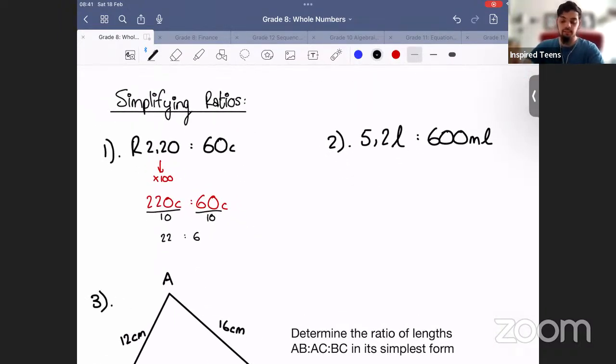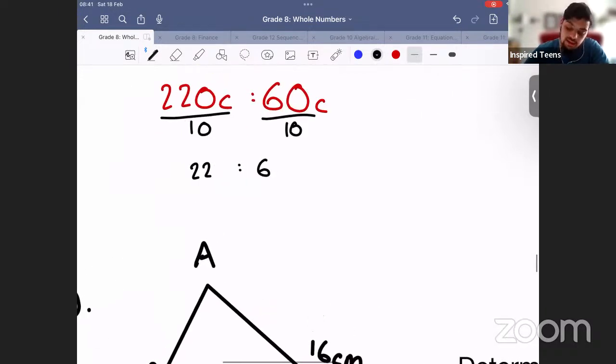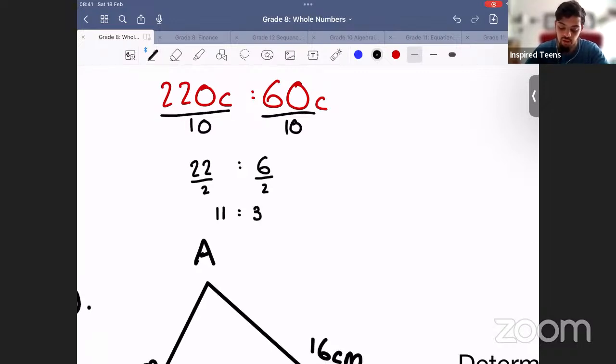Okay, so we are simplifying ratios. So yes, I have 22:6. Now I can see if I can divide both of them by another number, and I can, and that's 2. When I divide them both by 2, I'm left with 11:3. And now in that case, I am left with the most simplified version of this ratio.